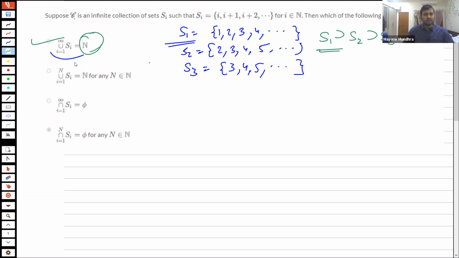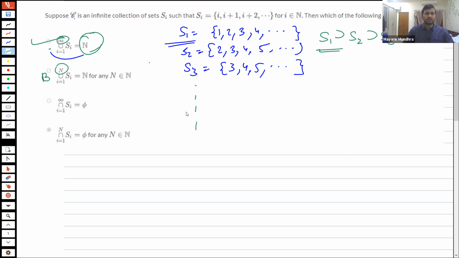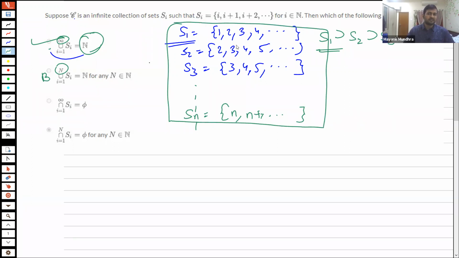Now, notice the difference between option A and B is this part. Here you have infinity, here you have n. While this is an infinite union, the union of all such sets, the B part is the union till some set S_n, which is going to be numbers n, n plus 1, and so on. So B part is just a union of these sets. Obviously, for these sets also, the largest set is S1, which contains all the sets, and this set S1 is just going to be the set of natural numbers. So this is also correct.